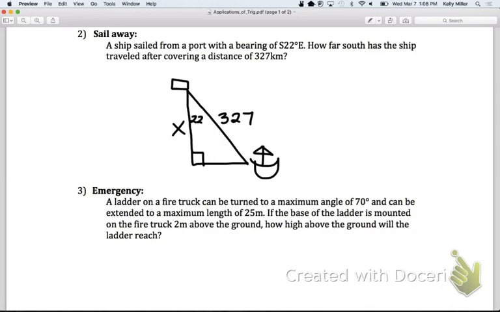So 22 degrees. All right, so now let's figure out which trig function we are going to use. X is hypotenuse, opposite, adjacent. Adjacent, good. And hypotenuse, so it's the cosine of 22 degrees equals adjacent, so X over 327. Go ahead and solve that. And again, we'll round to the nearest kilometer.